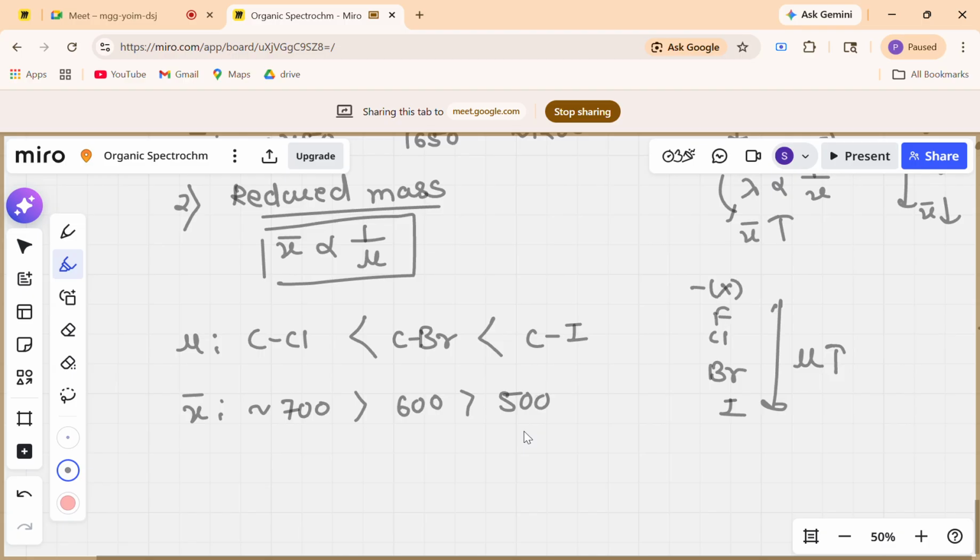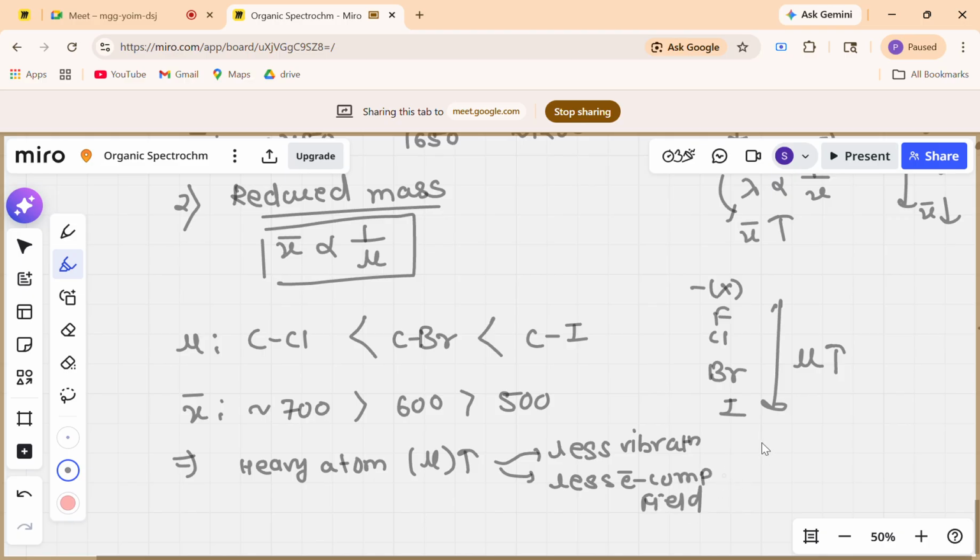Just understand the concept basically: if we are talking about reduced mass, down the group reduced mass will increase, and hence the corresponding stretching frequency will decrease down the group, depending upon what atom is attached. Okay, so this is how the trend of stretching frequency will get affected by your reduced mass. Or you can also see the concept this way: if there is a heavy atom attached to your molecule, meaning its reduced mass is high, so it does less vibration.